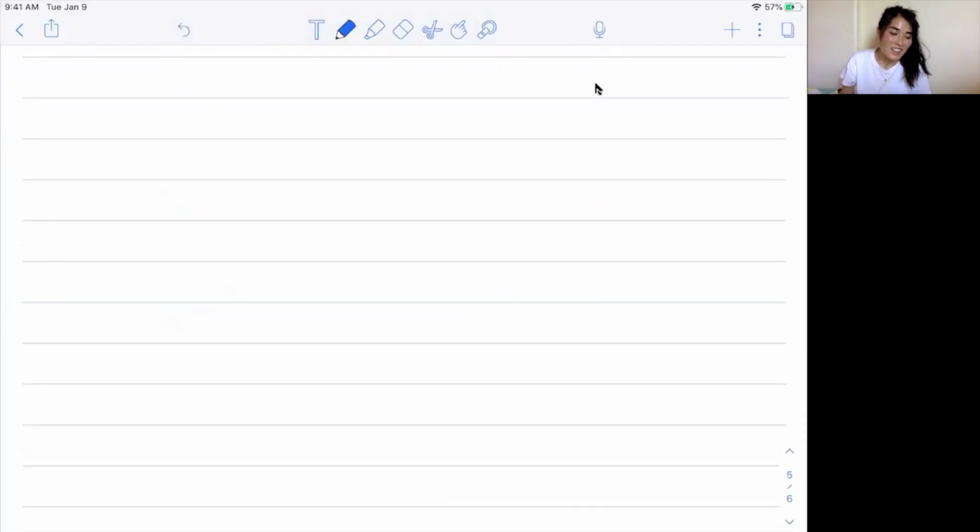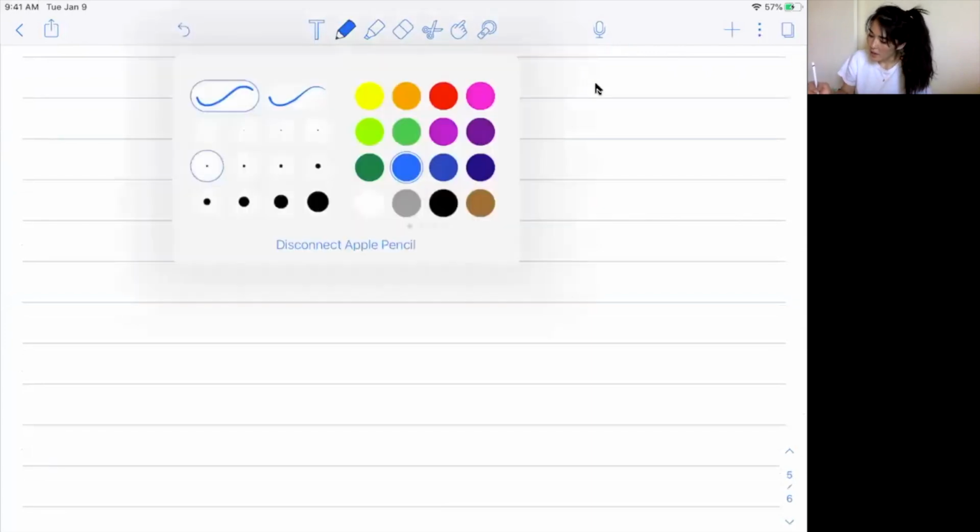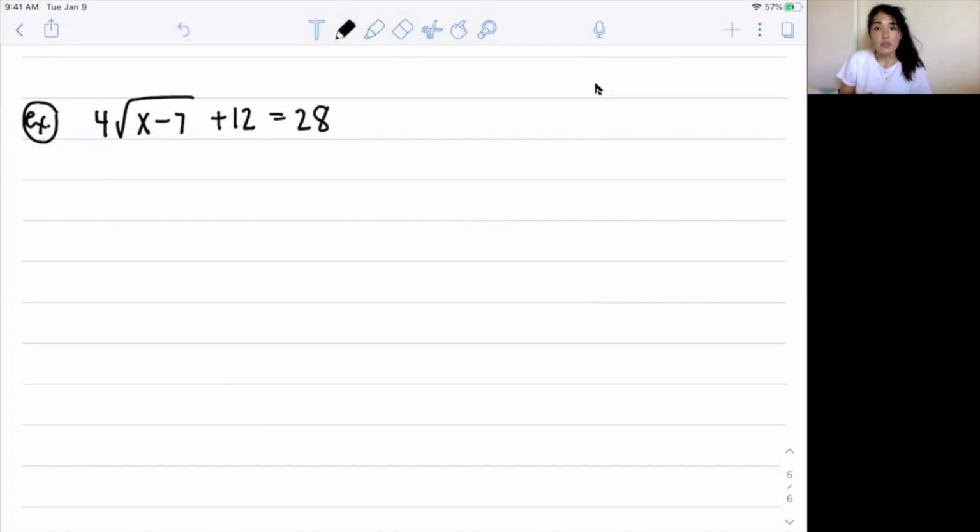All right, we'll go ahead and take a look at another example. A couple things that I'm going to point out to you guys is that as you solve these problems, they actually do not have to be set equal to 0 like we saw with our quadratics. So for example, if we had a problem like this, 4 times, let's say, the square root of x minus 7, plus 12 is equal to 28. All right, so again, notice that you do not have to set this equal to 0.